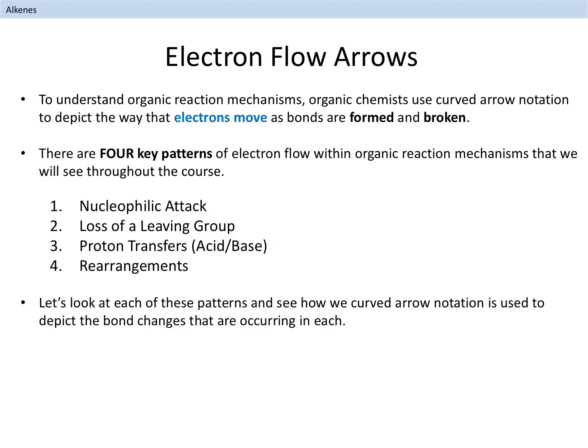In organic chemistry, curved arrows are used to represent the movement of electrons during chemical reactions. They are a key tool in illustrating reaction mechanisms.